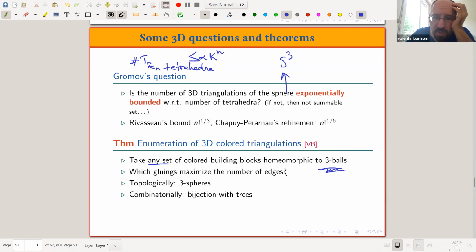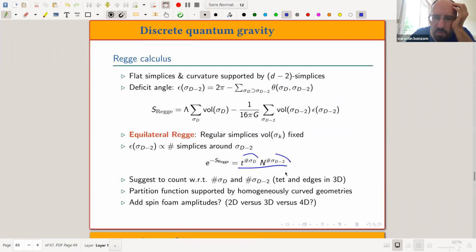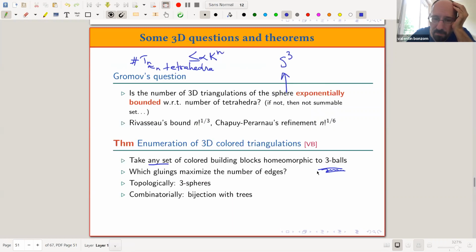And you glue them and you ask, how can I maximize the number of edges? Remember, in 3D these are edges. Maximizing the number of edges means maximizing the curvature in 3D. And you can prove two things. The first thing is that those triangulations which maximize the number of edges are 3-spheres on the topological side. And on the combinatorial side, they are in bijection with trees. So topology is nice.